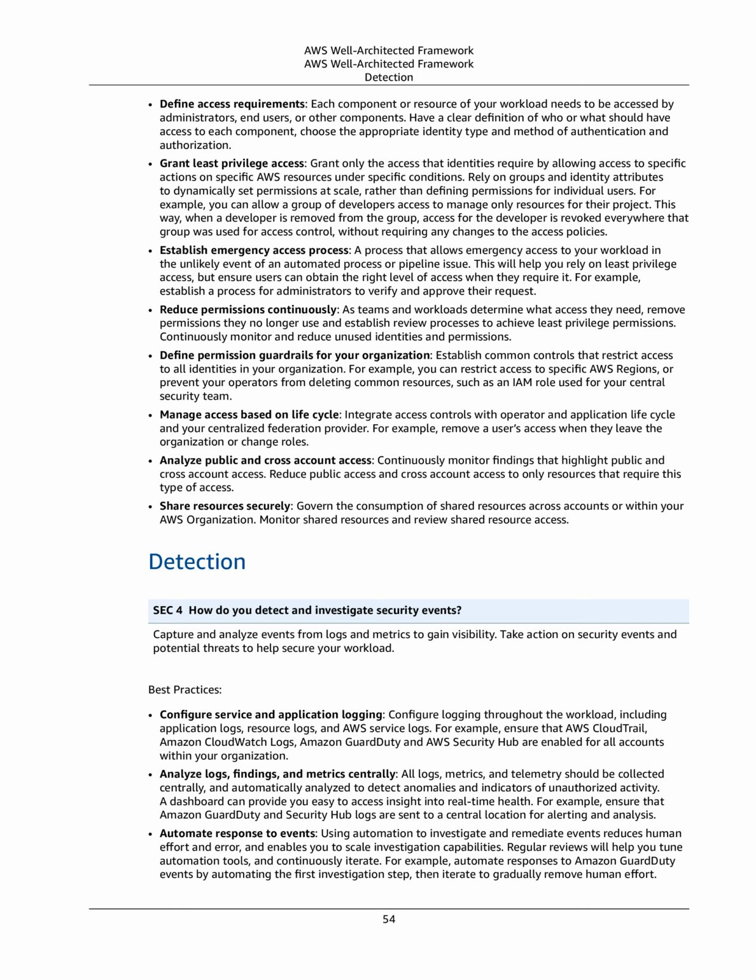Analyze public and cross-account access. Continuously monitor findings that highlight public and cross-account access. Reduce public access and cross-account access to only resources that require this type of access. Share resources securely. Govern the consumption of shared resources across accounts or within your AWS organization. Monitor shared resources and review shared resource access.